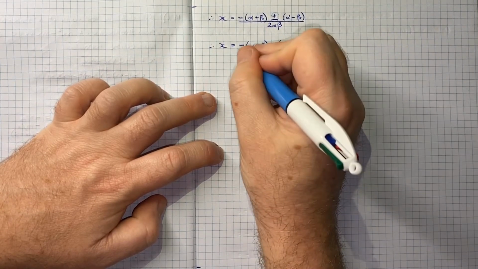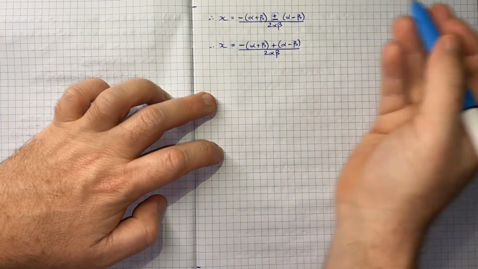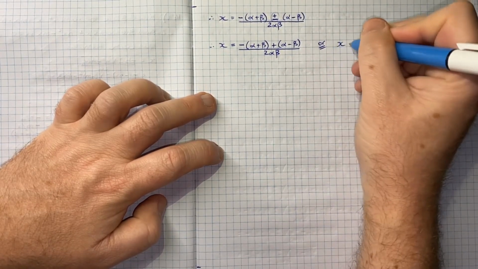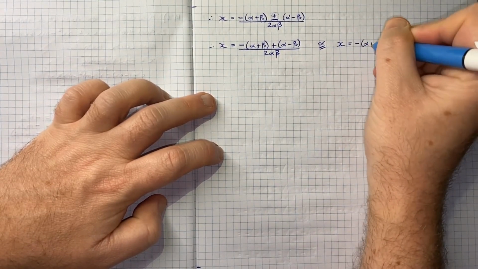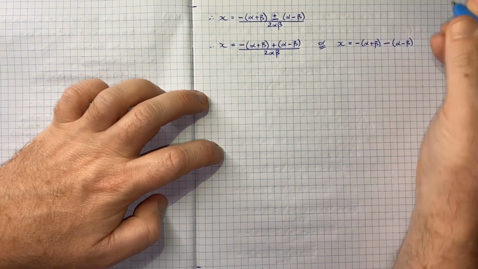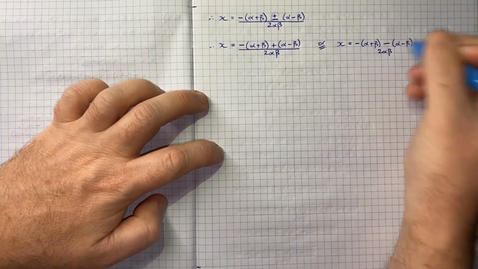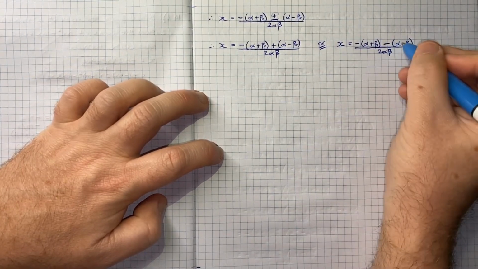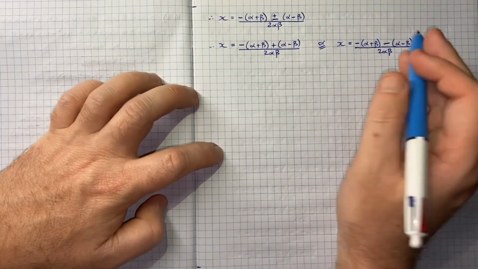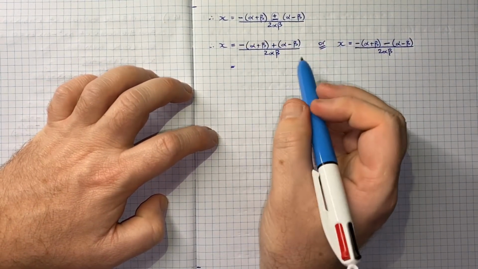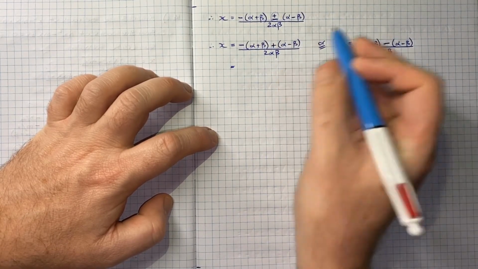So that's one solution, one root of the quadratic. Or x could be equal to negative alpha plus beta minus alpha minus beta on 2 alpha beta. And the whole way through this question we've had to be really careful with our minuses and double negatives and squaring negatives, and you just got to be quite careful, but as long as you're careful you'll get there.